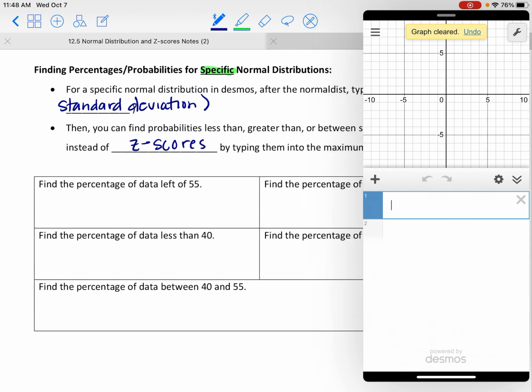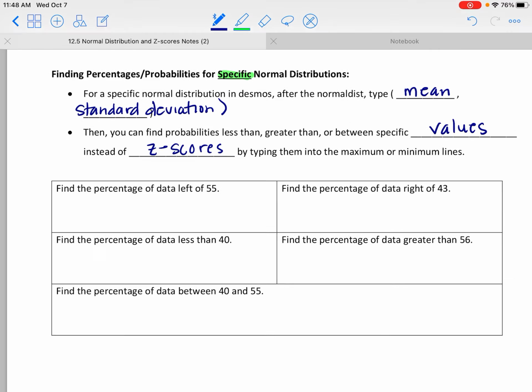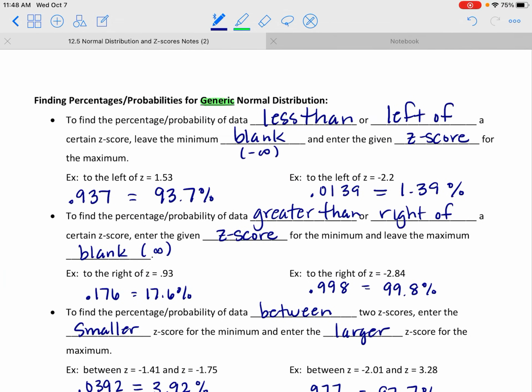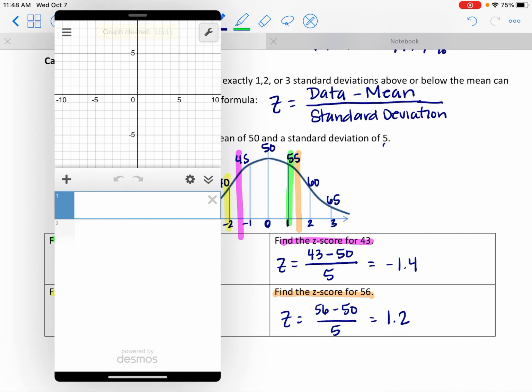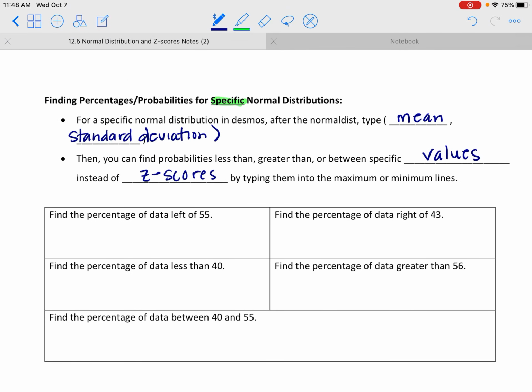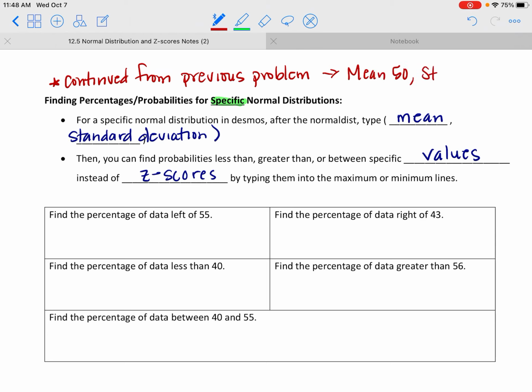So we have this problem, which connects with the previous problem, and I did not bring it over. It's the same normal distribution with a mean of 50 and a standard deviation of 5. This is continued from the previous problem. Sorry guys, I didn't realize this spilled over to the next page. So we had a mean of 50 and a standard deviation of 5.